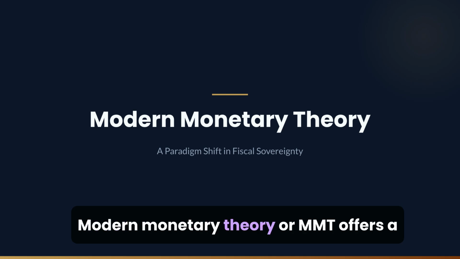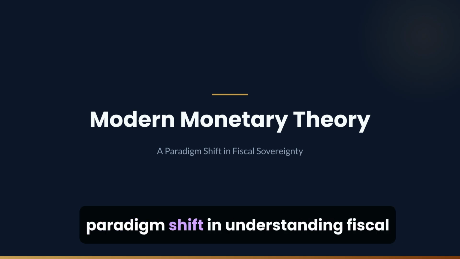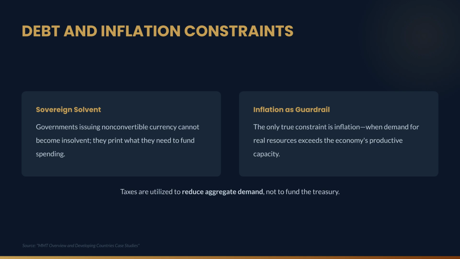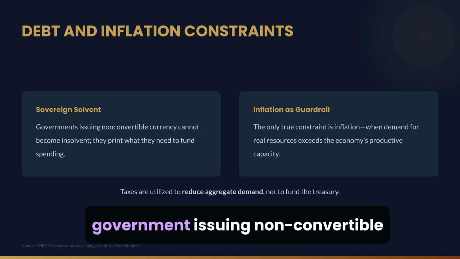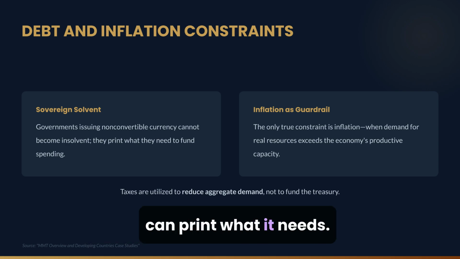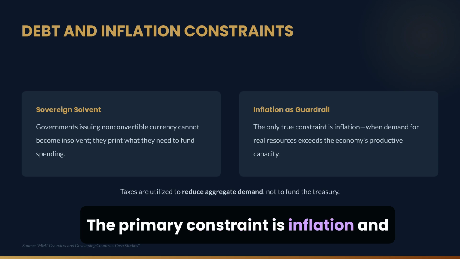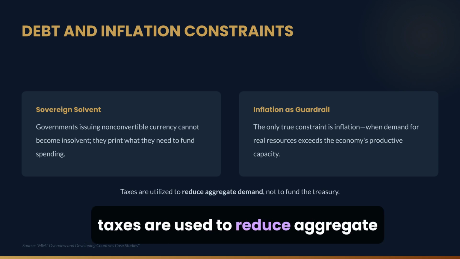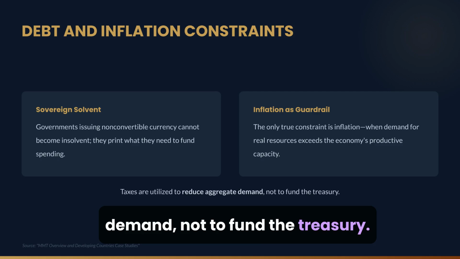Modern monetary theory, or MMT, offers a paradigm shift in understanding fiscal sovereignty. MMT posits that a sovereign government issuing non-convertible currency cannot become insolvent, as it can print what it needs. The primary constraint is inflation, and taxes are used to reduce aggregate demand, not to fund the treasury.